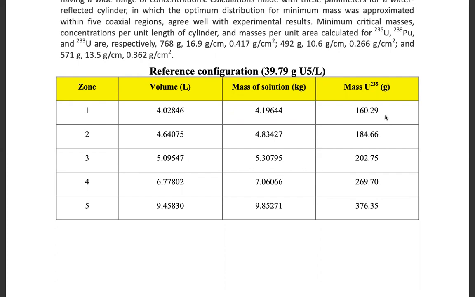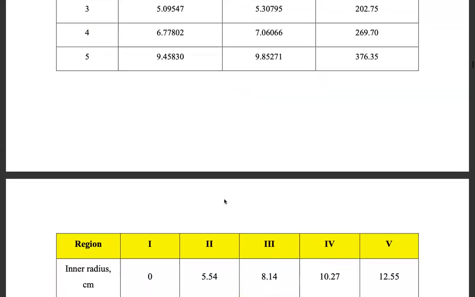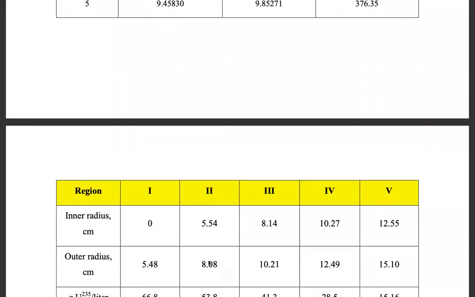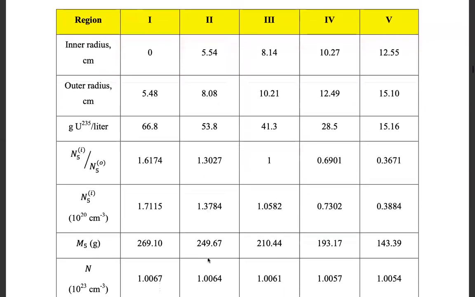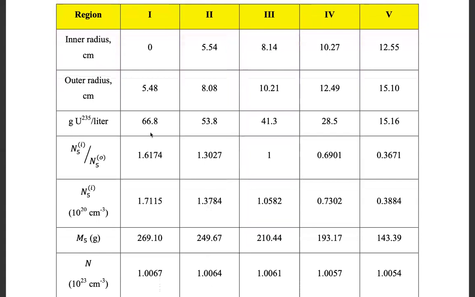So you've got less over here and more over here, but because you've got more volume, the concentration is 39.79 grams of U-235 per liter in each of those 5 regions. Okay? And let's call this the reference configuration. So in the reference configuration, the numbers that you see are over here, in the 5 regions.